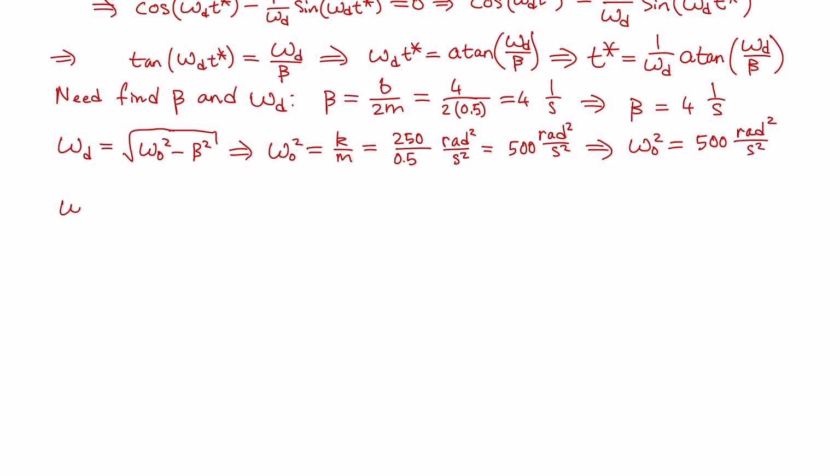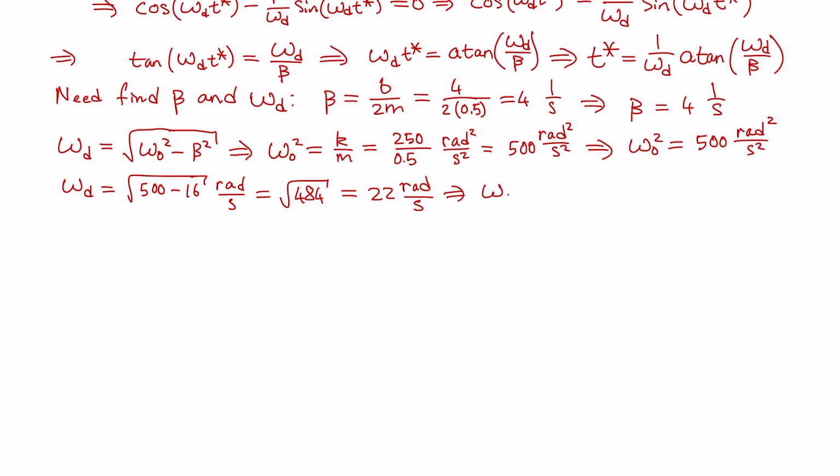So then omega d is going to be equal to the square root of 500 minus 16. Beta is 4, so 4 squared is 16. This will then be in radians per second, which is equal to the square root of 484, and that's equal to 22 radians per second. So omega d is equal to 22 radians per second.